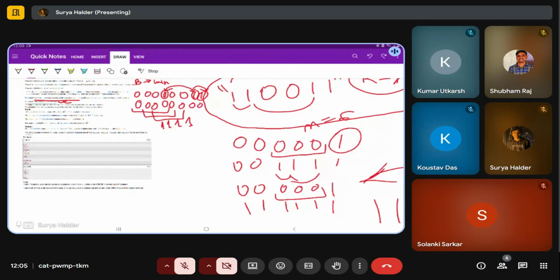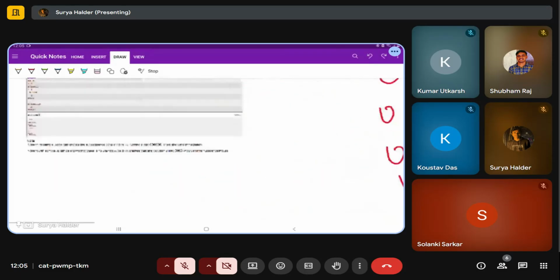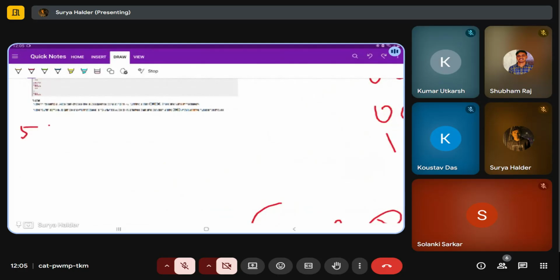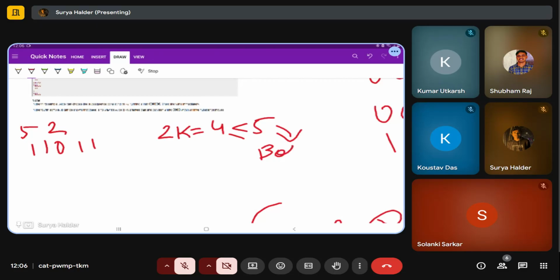Okay, so the first example was 5, 2 and 1, 1, 0, 1, 1. So n is equal to 5, k is equal to 2. Number of ones is 2. So here I can see that 2k is equal to 4 and this is less than or equal to 5. So in this case, I'm telling that Bob will win.